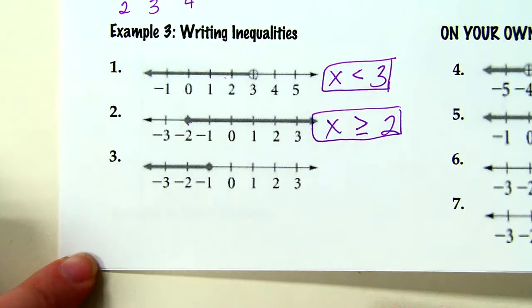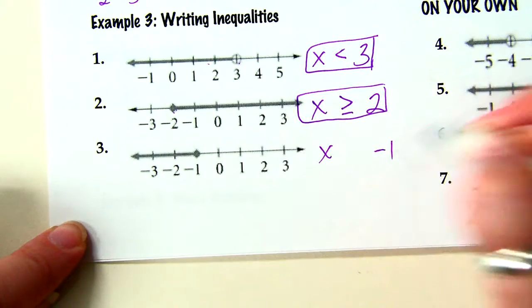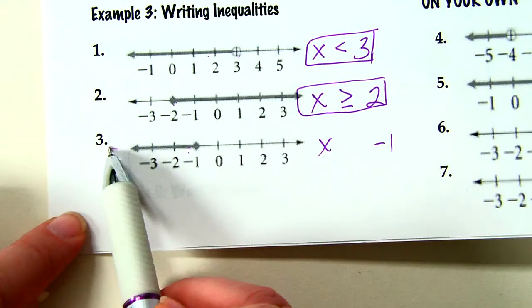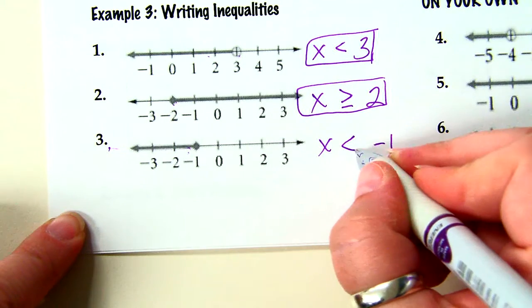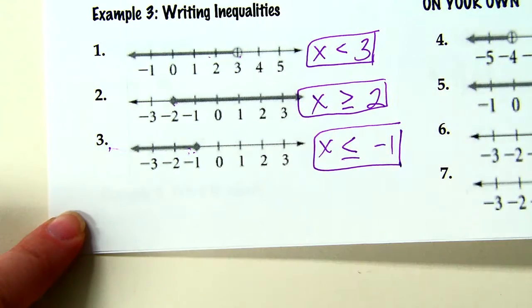And then last one together, x and -1. So it's going smaller than -1, which means it's less than. And it is filled in, so it also has equal to on it. Okay, go ahead and pause this and try these 4 on your own.